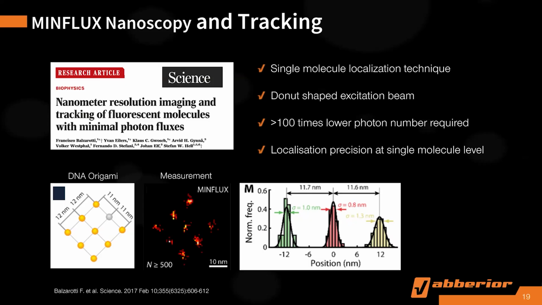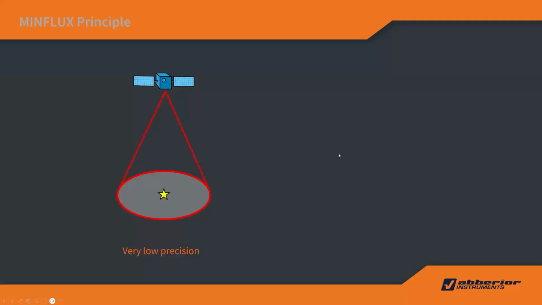With that accuracy, now you use the center of all the bullet holes as a representative point, to the next center, to the third center, and you measure distances of 11.7, 11.6. It's almost identical to the reality. That's MINFLUX. To further explain the principle of MINFLUX, we use GPS satellites as an example. If you only have one GPS satellite to localize where your car is, you have very low precision.